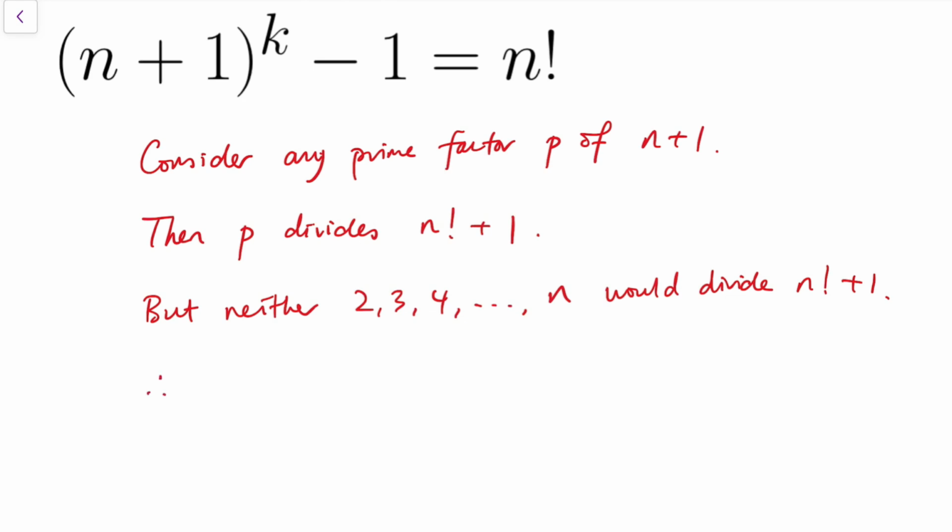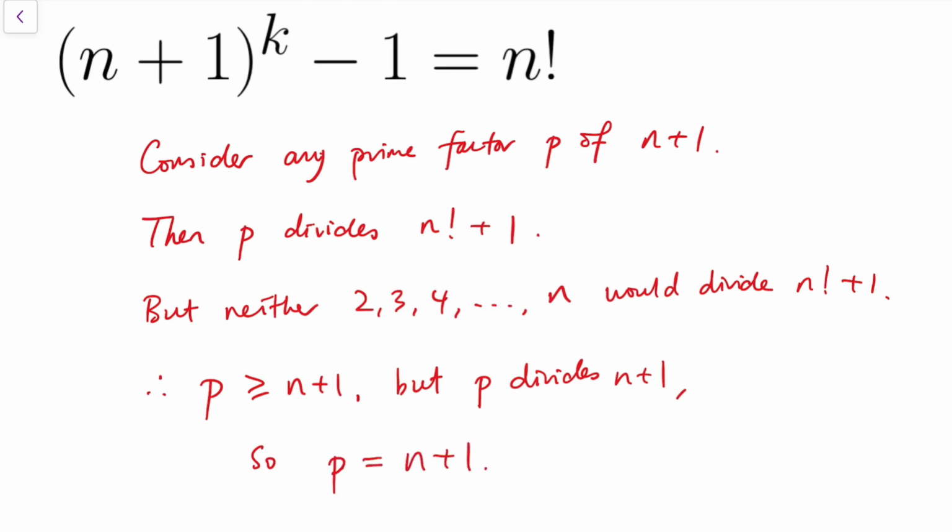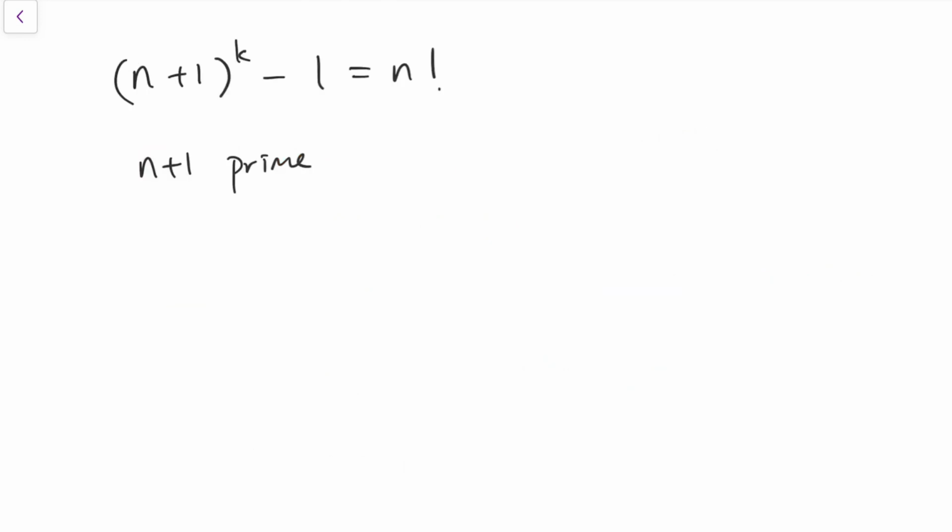So this means our prime number p must be larger than all the numbers that I mentioned above. So there has to be at least n plus 1. But p divides n plus 1 under our assumption. So this p is exactly equal to n plus 1. This implies that n plus 1 must be a prime number.